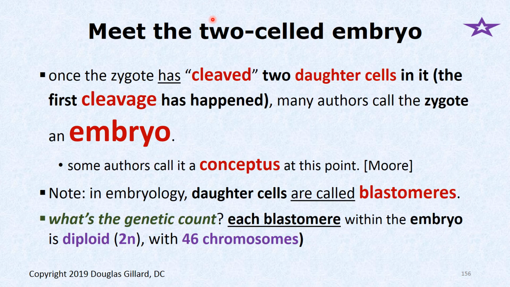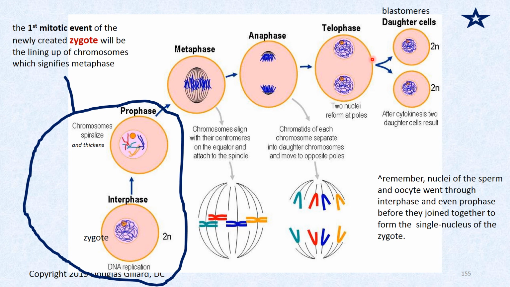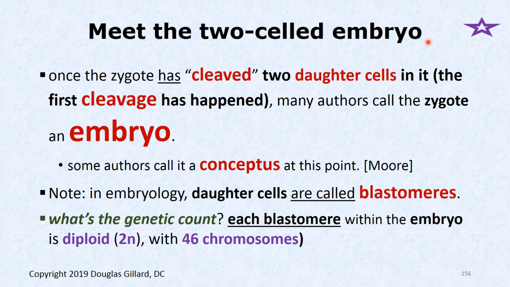All right, so meet the two-cell. Well, we just met the two-cell zygote without the zona pellucida around it. But once the zygote has cleaved into a creature with 2 daughter cells in it, you get a name change again. Now it's going to be called an embryo or conceptus. Some other experts think this is where life begins. Our board books say it's when the genetic material mixes, so that's what we're going to use.